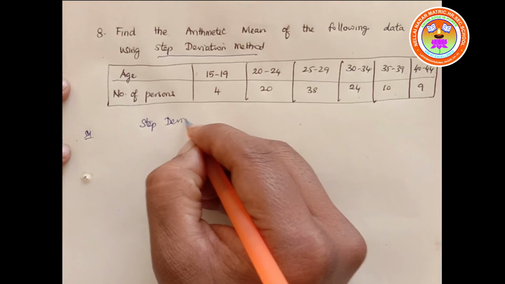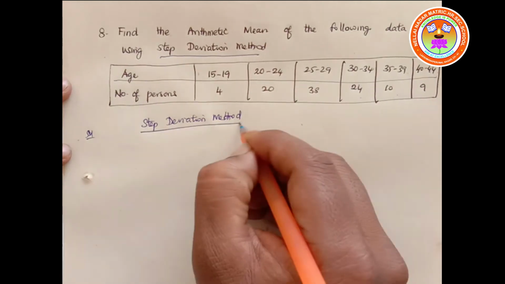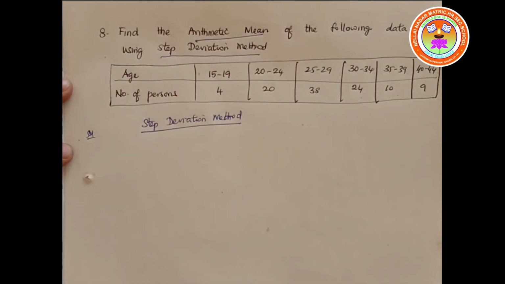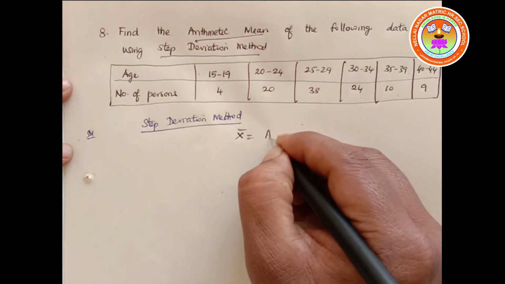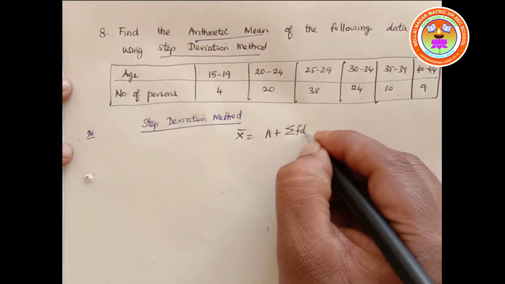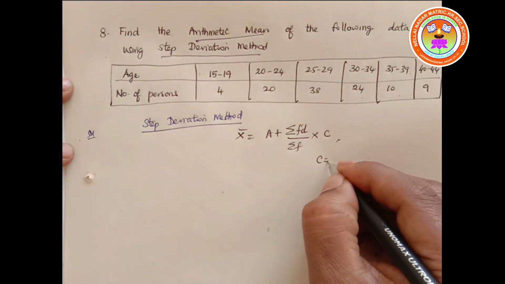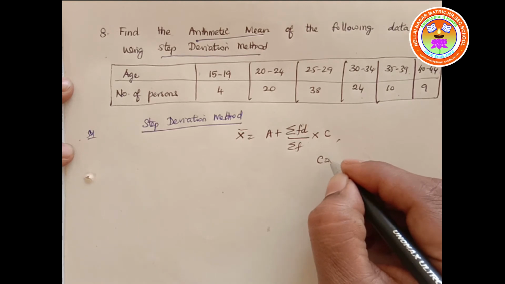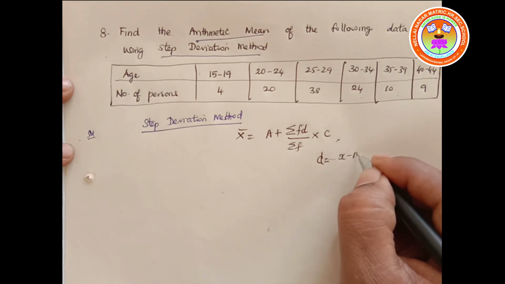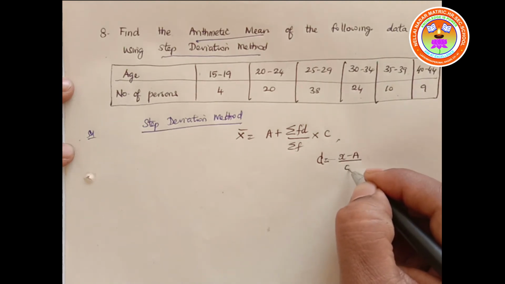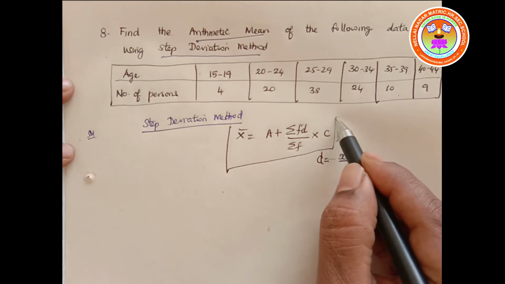Now the solution, you have to write the step deviation method. What is the formula for finding the arithmetic mean using the step deviation method? The formula is x bar is equal to a plus sum of f into d by sum of f, into c, where c is the class interval, and d equal to x minus a by c. It's clear, children? Right. This is the formula for the step deviation method.